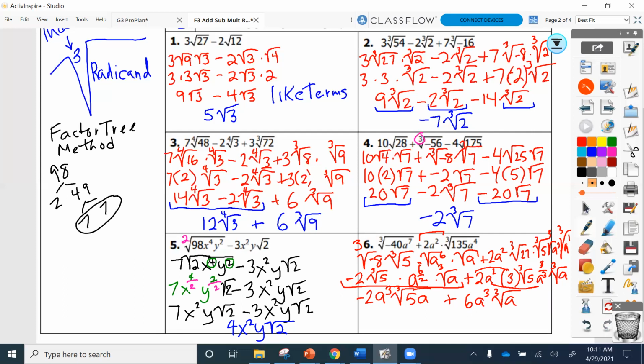So let's see if these are like terms. Cube root, oh no, I forgot the 5. 5a. Okay, so we do have like terms. So negative 2a cubed plus 6a cubed is 4a cubed. And then we still have the like term, which is the cube root of 5a. All right, so that's adding and subtracting, where you simplify first and then you collect like terms.